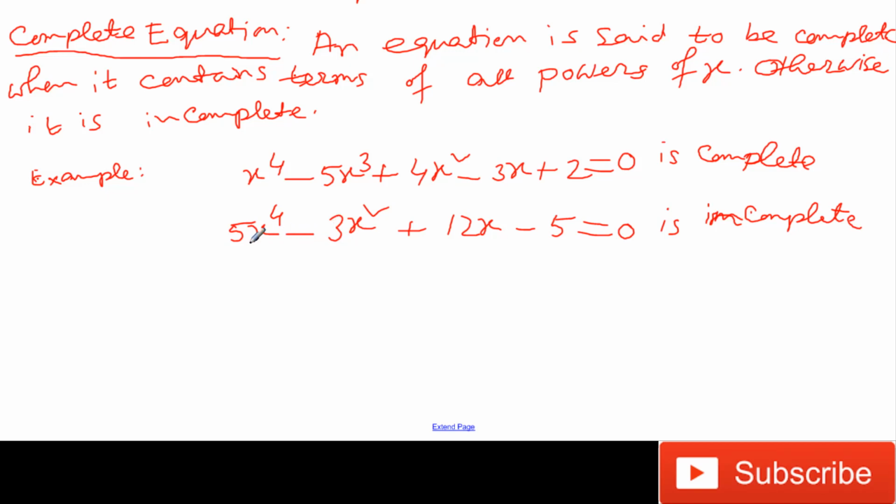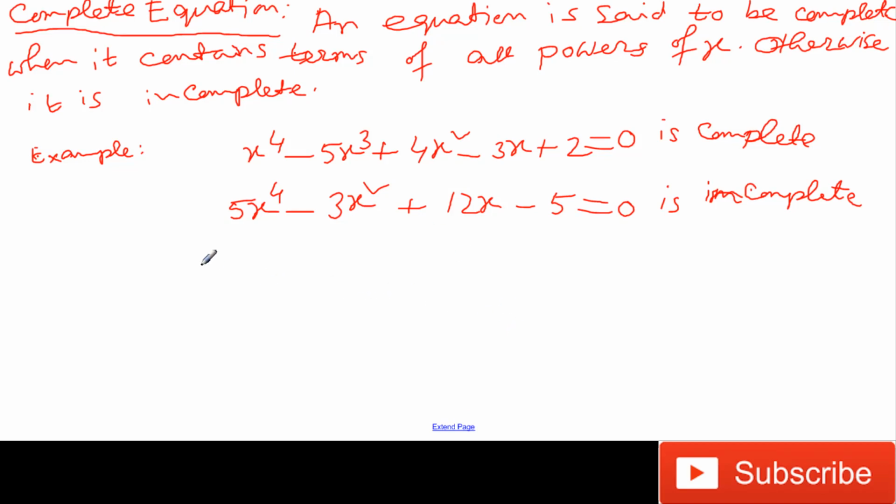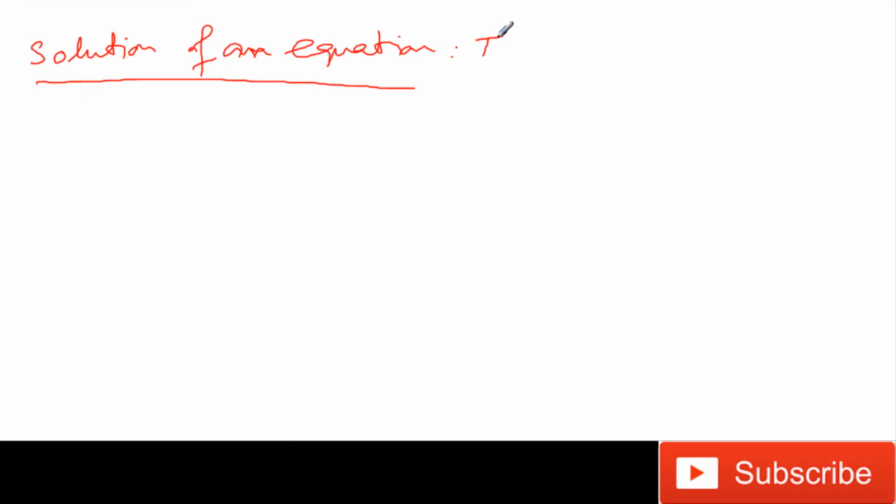Now 5x to the power 4 minus 3x square plus 12x minus 5 equal to 0 is incomplete because here the term containing x cube is not present. This is 4, 2, 1 and 0. x cube is not present, so this equation is incomplete.